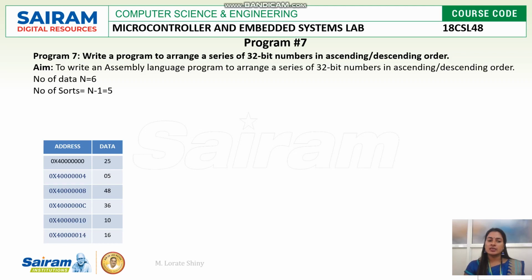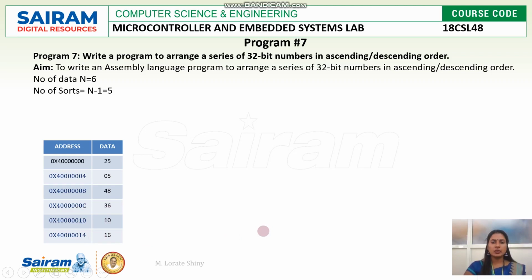Okay, so one array is taken here. There are 6 data in an array. 25 is available in memory address 40000000. Then the second data, 5, is available in address 40000004. 48 is at 40000008, 36 is available in 0C address, 10 is available in 10 address, and 16 is available in 14 address.